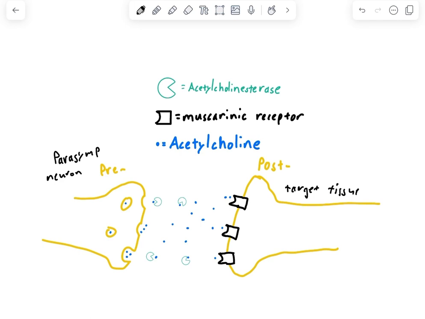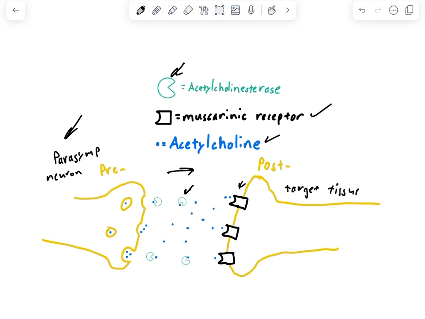So on the left, what you'll notice, this is our parasympathetic neuron, presynaptic neuron. It's releasing the blue dots, which represent acetylcholine, and they are traveling from left to right, going to the postsynaptic neuron, which is the target tissue with the muscarinic receptors, which are these little black things right there, okay? And then also it's important to know that these little Pac-Man-like green areas right up here, this is acetylcholinesterase.